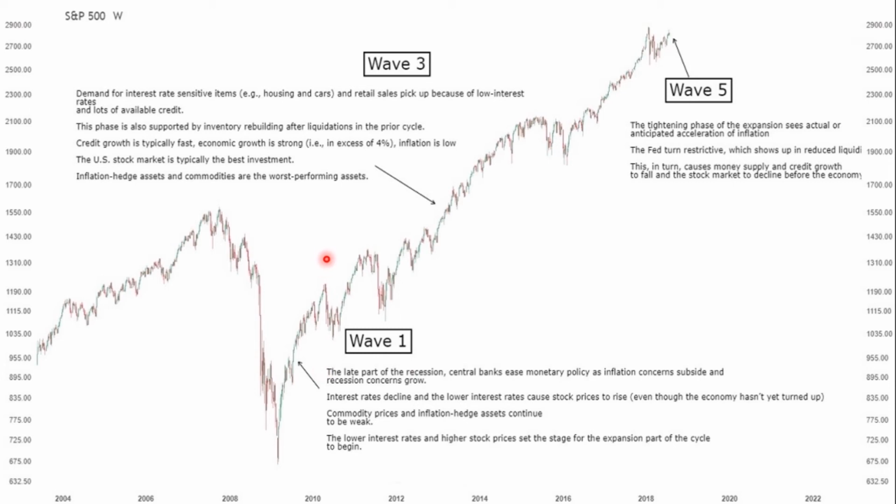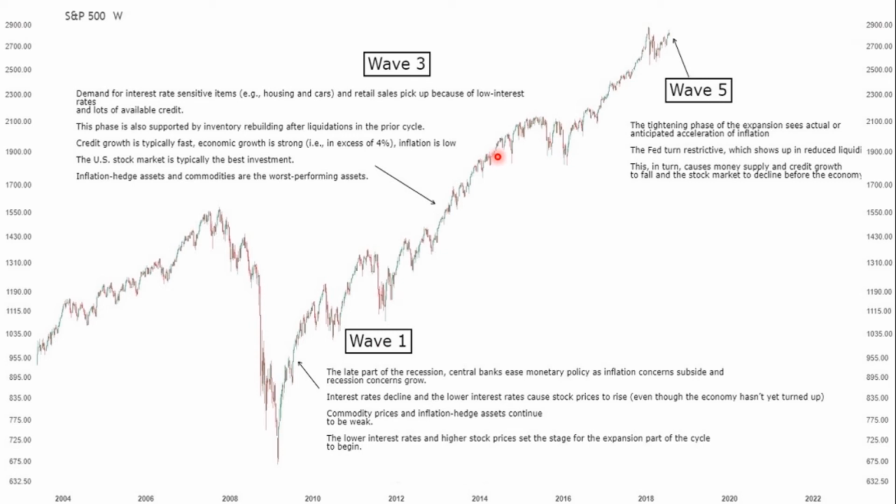Moving on to wave three. This is the strongest phase of the bull market. Demand for interest rate sensitive items, housing, cars, picks up when interest rates are at their lows, because more people want to buy interest rate sensitive assets. Retail sales pick up because credit cards are used more often, and it's the low interest rate that provides this liquidity into the market. There's an ample amount of credit in the market that causes this massive burst higher in equities.